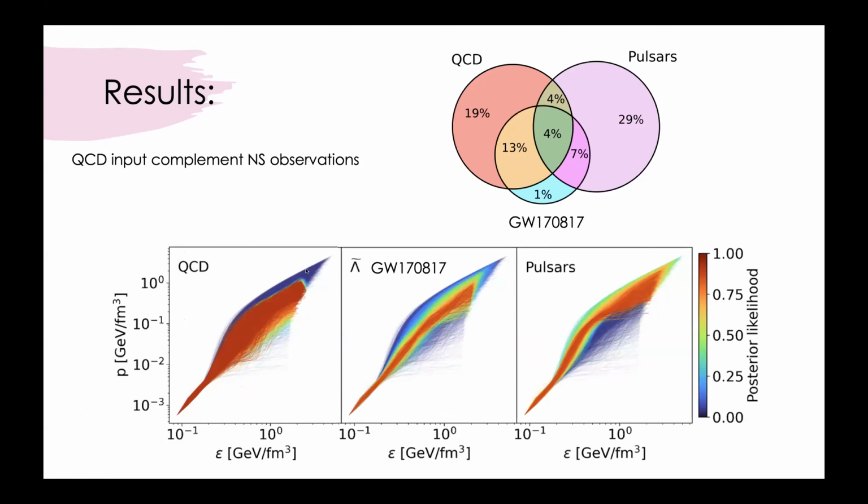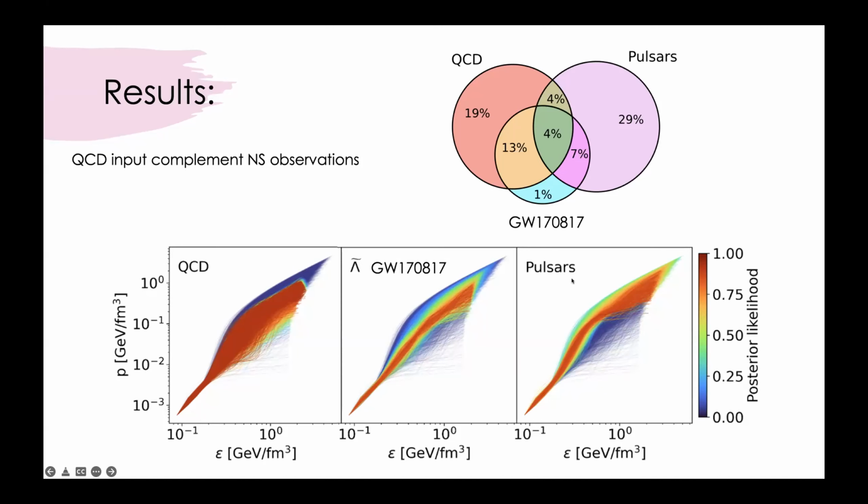Here I show the prior, which is the set of these blue lines here. That's a small sample of some 10,000 equations of state drawn from the prior, and then they have been colored with the Bayesian weights that come from either the pulsar observations, so that's the mass observations and the mass-radius observations from NICER, from the gravitational wave observations, or from QCD, using the tools that I just described.